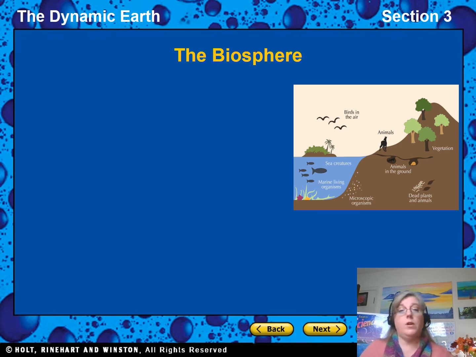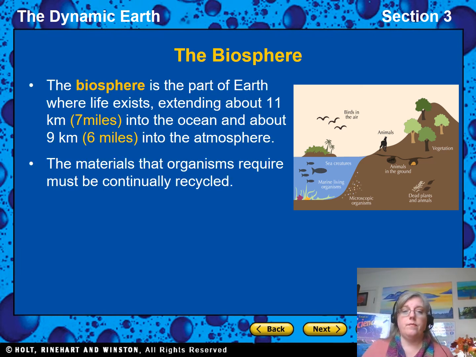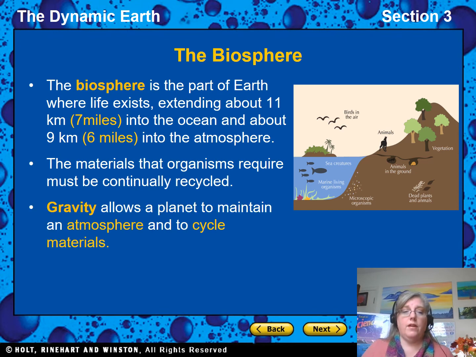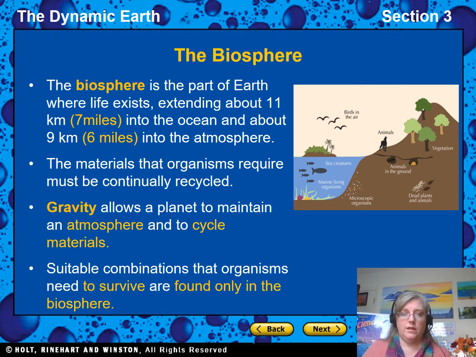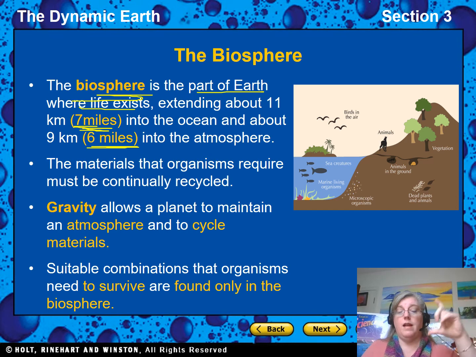All right, moving on. We're done with the hydrosphere. Now let's move to the biosphere. Bio means life. All right. So what we have here, is there one more click? Yes, okay. The biosphere is the part of Earth where life exists. And it's only about 7 miles down into the ocean and then 6 miles up into the atmosphere. And that's it. That's all we got.